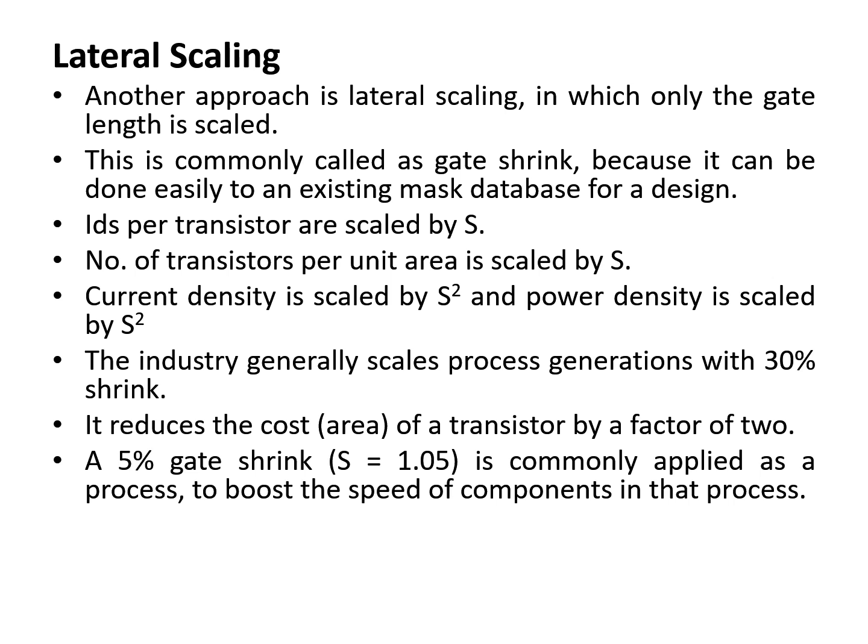The industry generally scales process generations with a 30% shrink, and this reduces the cost of a transistor as well as the area of a transistor by a factor of 2. A 5% gate shrink, which is obtained with a scaling factor of S equal to 1.05, is commonly applied as a process to boost the speed of the components.